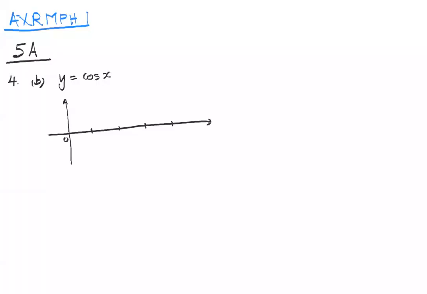Okay, so for cos, highest is 1, lowest is -1, okay? So I want to show you some characteristics. Cos starts with 1: cos 0 is 1, cos pi by 2 is 0. Then it goes, cos pi is -1, cos 3 pi by 2 goes back to 0, and you go on. All right.